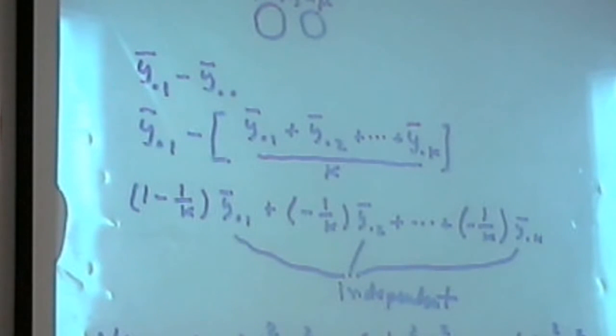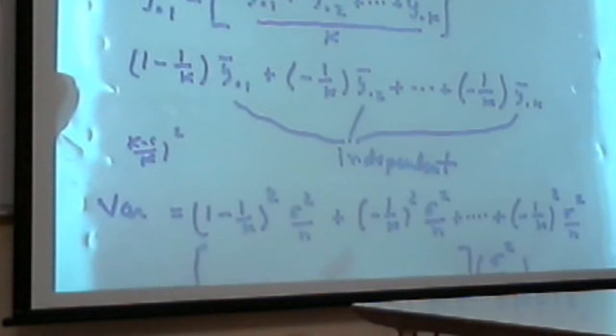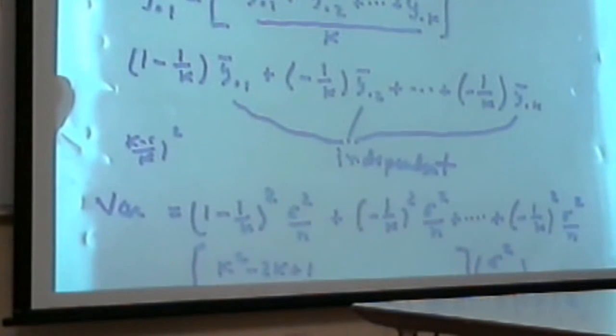So let's see, you can see I can factor the sigma squared over n out on the one side or the other, say on this side. And what do we have left? 1 minus 1 over k squared, let's write it as k minus 1 over k squared. So I get k minus 1 squared, which is k squared minus 2k plus 1 divided by k squared. And then the next coefficient squared is just simply a 1 over k squared.